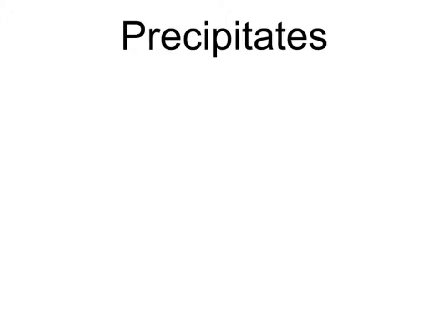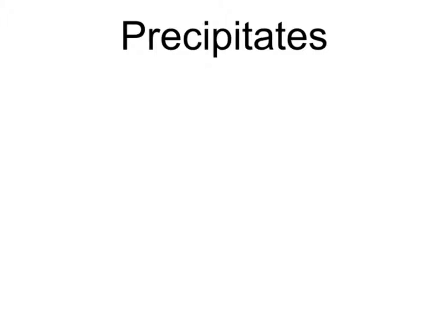Now the Edexcel exam board requires that you learn the solubility rules. So it requires that you learn what does dissolve in water, so what is soluble, and what doesn't dissolve in water, so what is insoluble. You need to learn these. They can be found on page 132 of the Edexcel Additional Science textbook. Now one other important thing about soluble and insoluble substances are precipitates. A precipitate is formed from two soluble reactants reacting together to form an insoluble product.